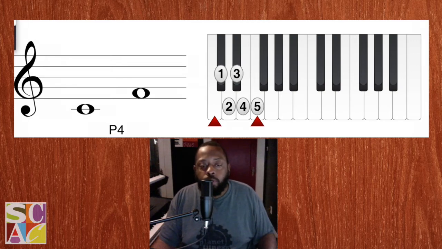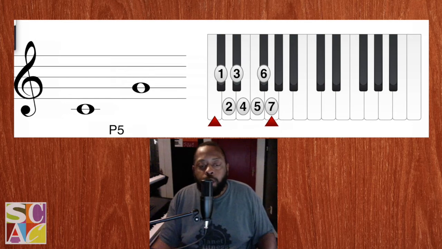The next interval is called a perfect fourth, and it consists of 5 half steps. Let's go to the keyboard. From C to C sharp is 1, from C sharp to D is 2, from D to D sharp is 3, from D sharp to E is 4, and from E to F is 5. So from C to F is considered a perfect fourth.